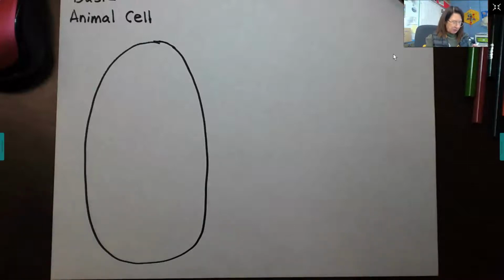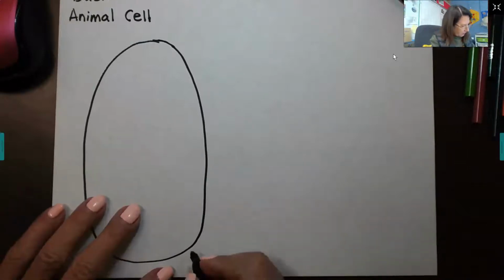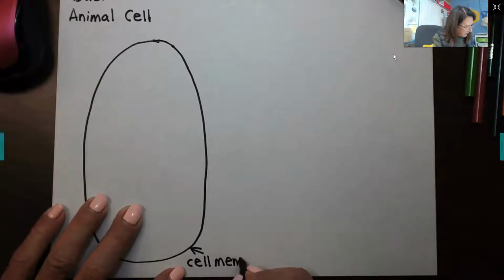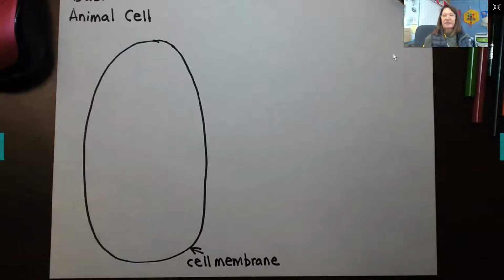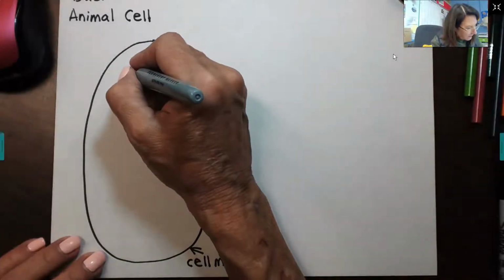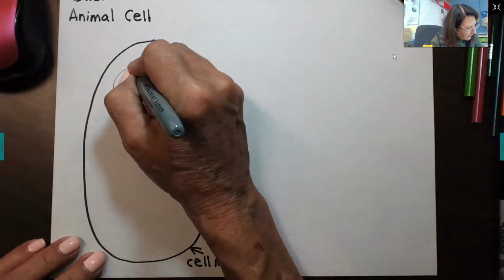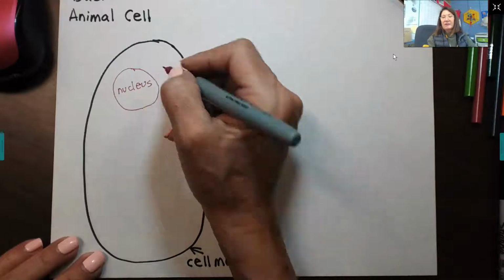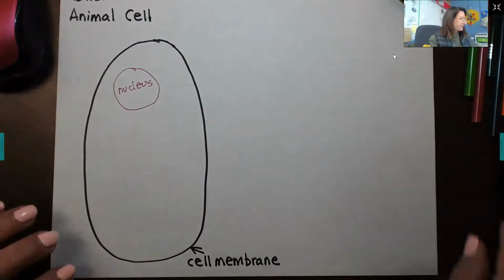Okay, so when we look at this, what we just drew here is the cell membrane. Okay, so now we're going to draw our nucleus up here. And we're going to label it. We're also going to add a little color.